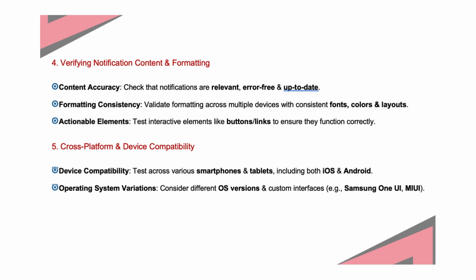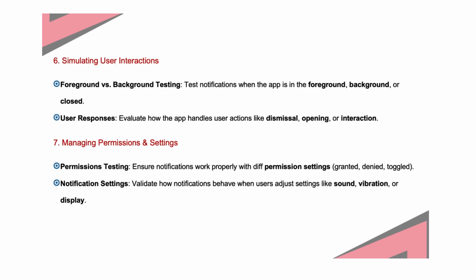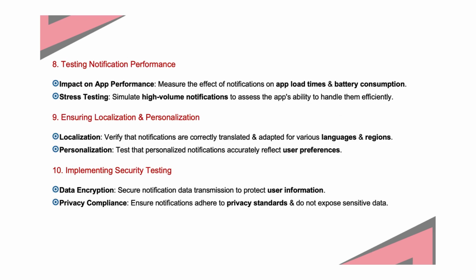Simulating user interactions. Test notifications with the app in forefront, background, or closed. Assess how the app handles dismissal, opening, and engagement. Next one is testing of setting and managing permissions. Test alerts with granted, denied, and toggled permissions. Next is testing notification performance. Test impact of high-volume notifications on app performance. Next one is ensuring localization and personalization. After that follows implementing security testing for data encryption and privacy compliance.